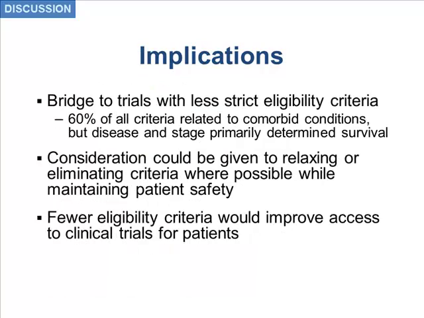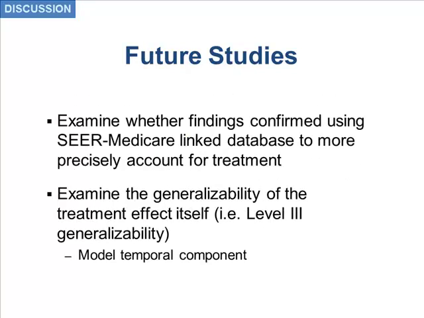We hope that these results may serve as a bridge to trials with less strict eligibility criteria, recalling that 60% of all eligibility criteria were related to comorbid illnesses, but still disease and stage dominates the variation in outcomes. Also, consideration could be given to relaxing or limiting criteria where possible, while of course maintaining patient safety, which is always a top concern. Also, fewer eligibility criteria would improve access to clinical trials for a broader cross-section of patients.